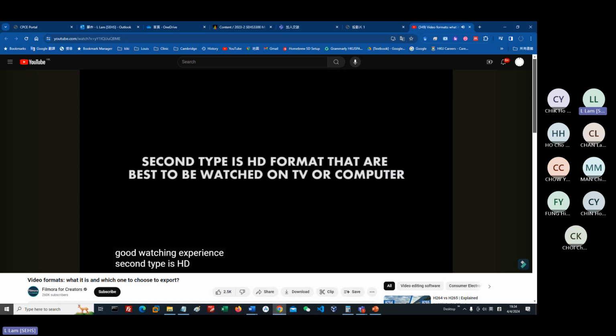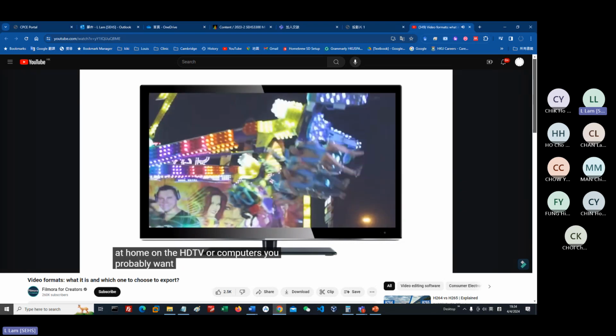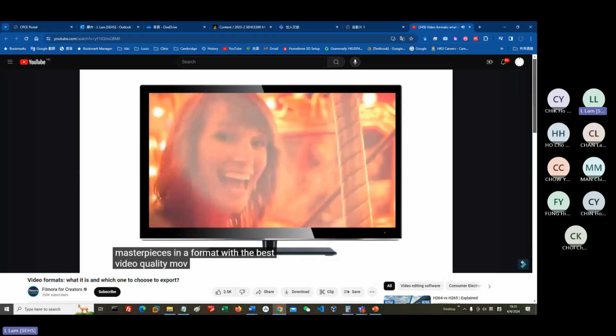The second type is HD formats that are best to be watched on TV or computers. For those of you who want to watch the video at home on an HD TV or computer, you probably want to export your movie masterpieces in a format with the best video quality.